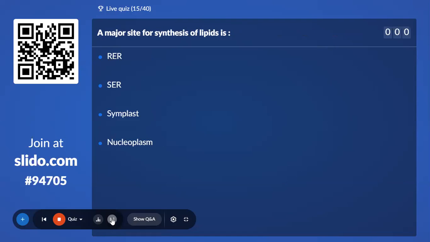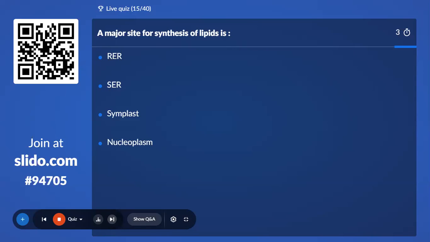A major site for synthesis of lipids is. 6th standard students studying the cell chapter first, they will know this answer. So if somebody gives this answer wrong, it is very, very shameful. A major site for synthesis of lipids is option A, RER, rough endoplasmic reticulum. Option B, SER, smooth endoplasmic reticulum. Option C, symplast, and option D, nucleoplasm.